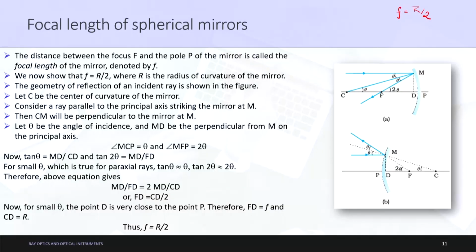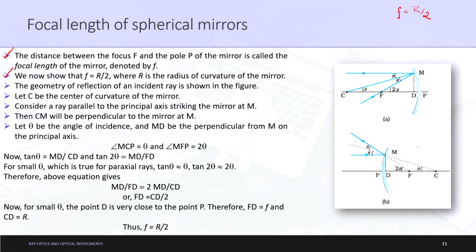The first point is that the distance between the focus F and the pole P of the mirror is called the focal length of the mirror, which is denoted by small f. Okay, so this has been understood. Next, we now show that f is equal to capital R by 2. What is R here? Capital R is the radius of curvature of the mirror. So, let us derive this.